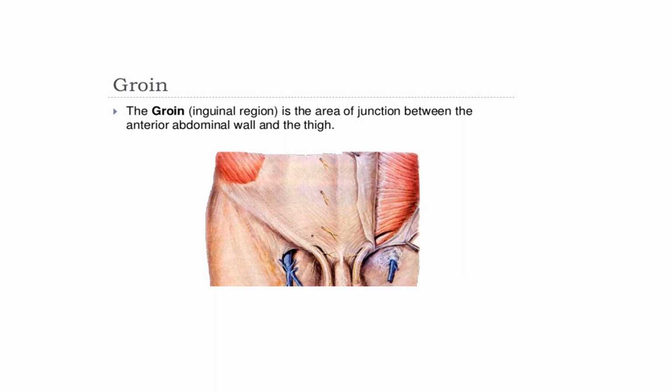So moving forward with the introduction, what is the inguinal region? It is also known as the groin region. The groin or the inguinal region is the area of junction between the anterior abdominal wall and the thigh. Over here you see this is the anterior abdominal wall and this is the thigh, and the area present at the junction of this anterior abdominal wall and the thigh is known as the inguinal region.